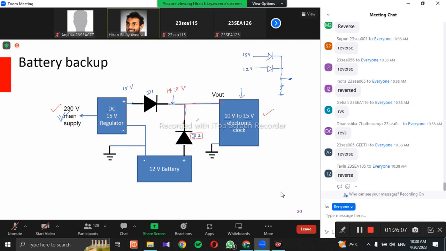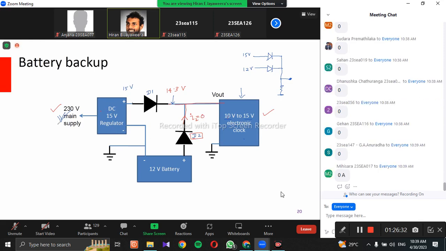And now what can you say about the current taken from this diode D2? It is zero because D2 diode is reverse bias. So you don't take any current. When main supply is present, you don't take any current from the battery.